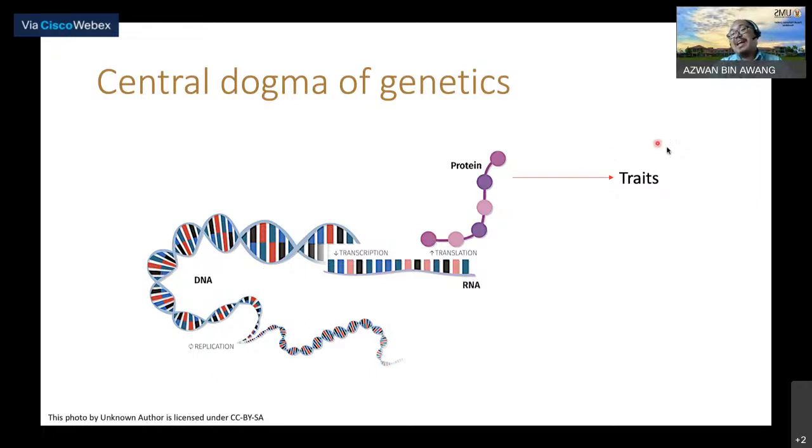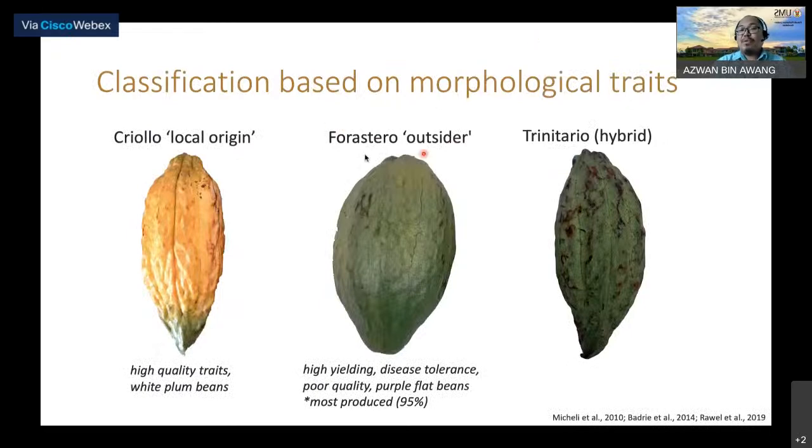But the traits that we see are mostly influenced by the environment as well. Even though they have the same DNA, if the plants are planted in different environments, they will sometimes show different traits because some traits are really affected by the environment. Knowing that, there are three types of cocoa. We can classify them based on their morphology, their shape. So we have Criollo, Forastero, and Trinitario.